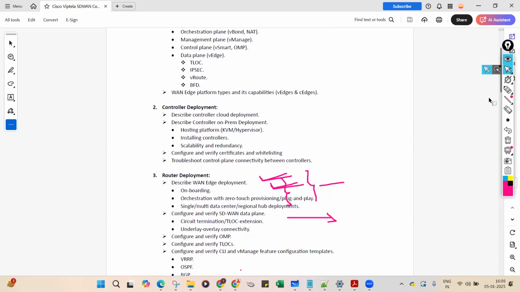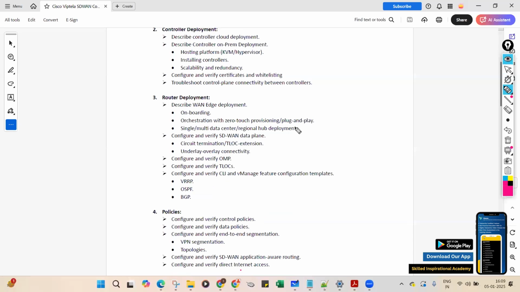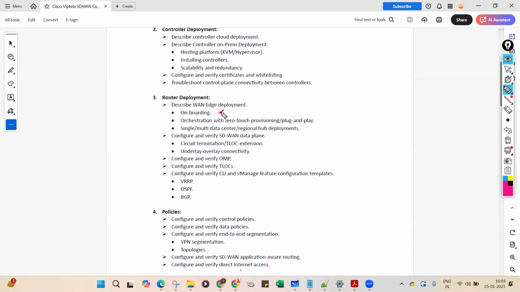Moving ahead, we will be discussing the router deployment, how the routers will be deployed. Right from scratch, we will be discussing what exactly is needed after purchasing the device to bring it onto the SD-WAN fabric. This will be pretty much from scratch so that you have all the bases covered to actually deploy it in any client environment. We will be discussing what exactly is needed for onboarding after purchasing the device.